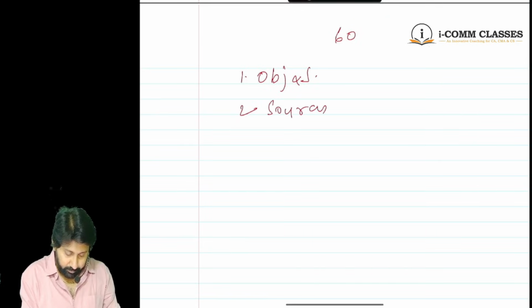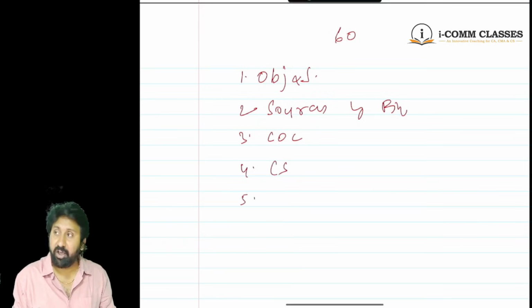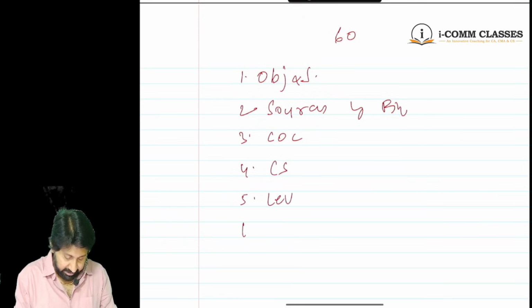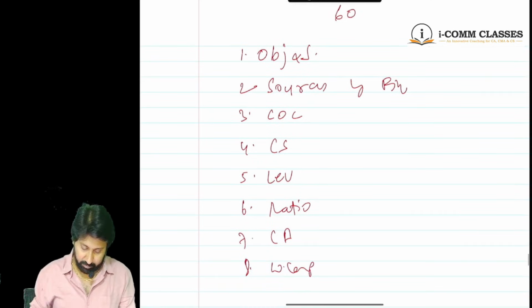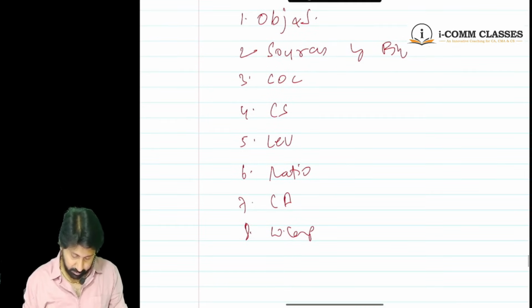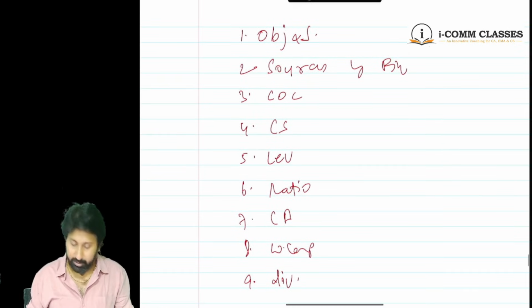Sources of funds. Number 3. Number 4. Number 5. Number 6. Number 7. Number 8. Okay. Let us see the marks now. Oh, sorry. Dividends. Totally how many? First.